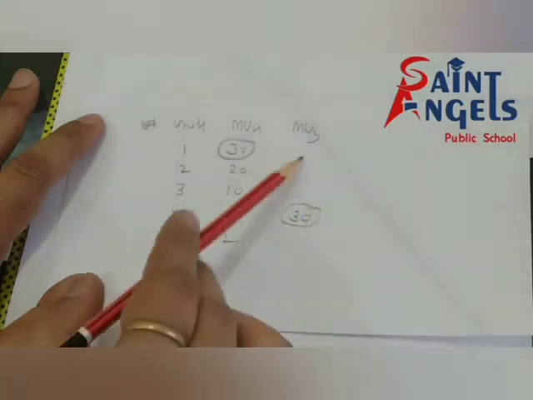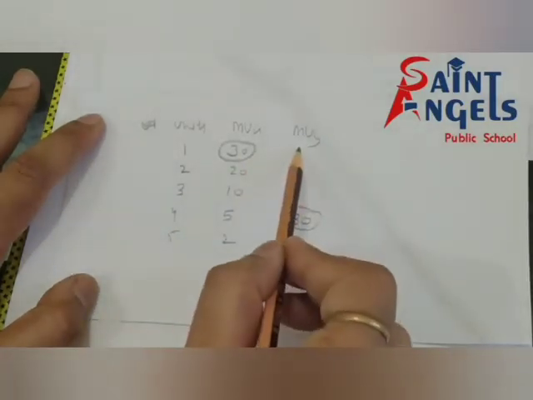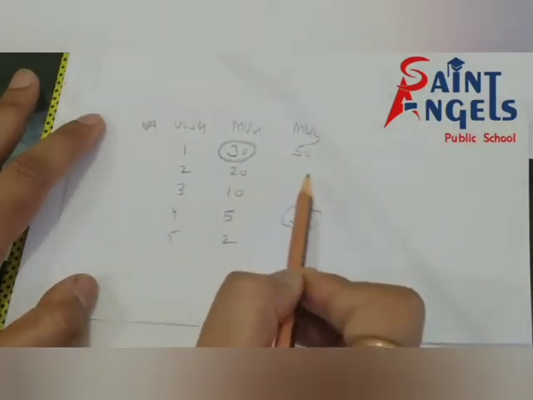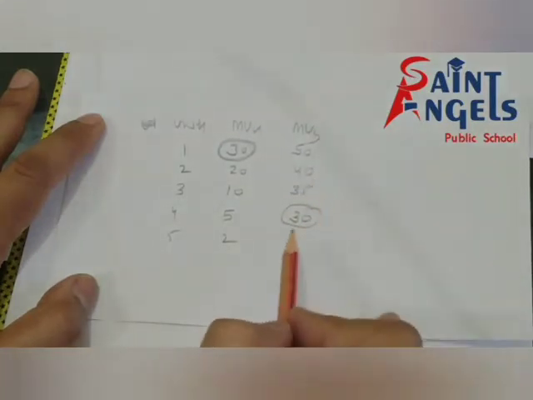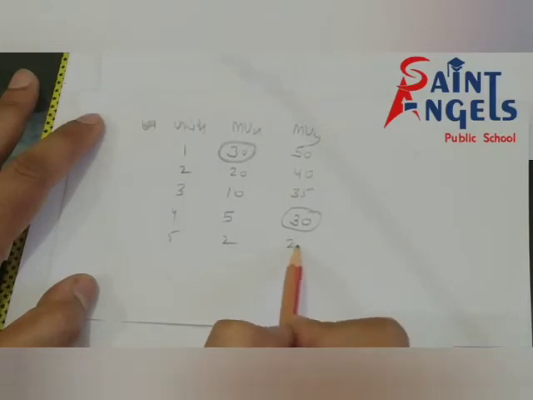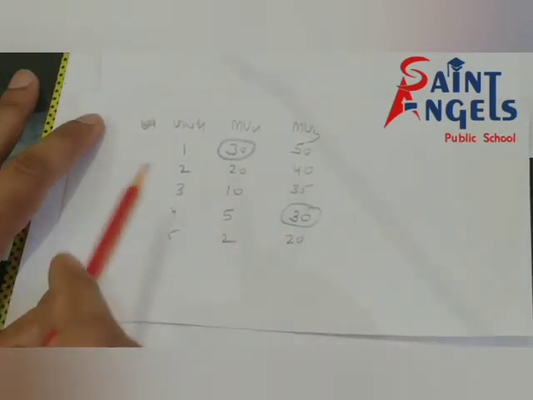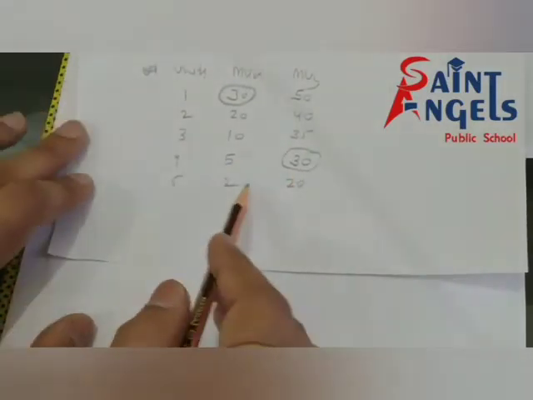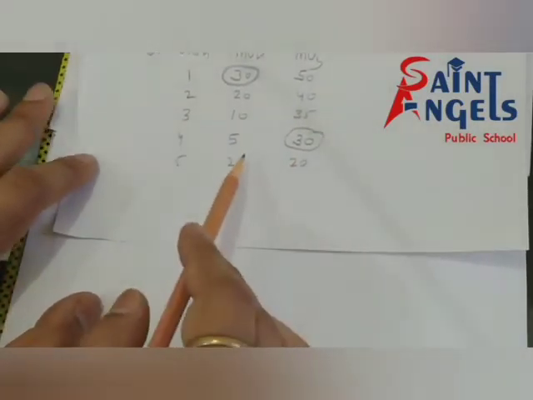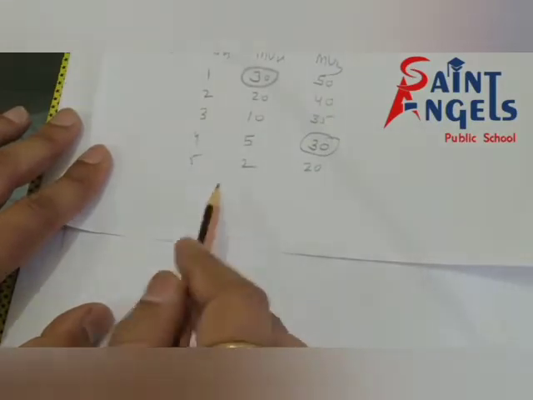See, now take any value. Suppose 50, 40, 35 and 20. I hope all of you have understood. See, now I am proving this.